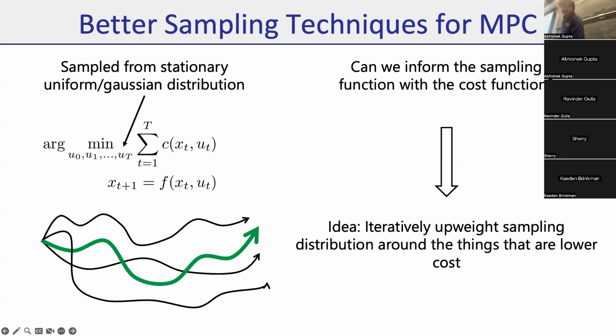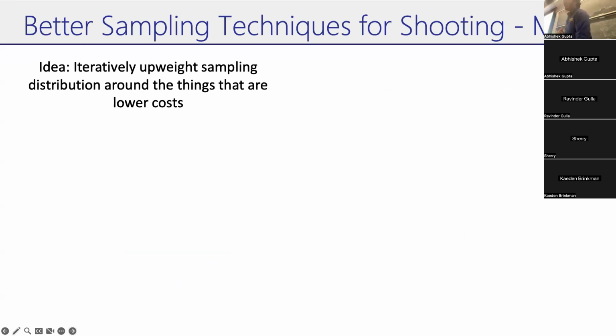That's the idea behind this next algorithm, which is called MPPI, Model Predictive Path Integral. All that it's saying is that iteratively upweight the sampling distribution around things that are low cost. So you sample a bunch of stuff, you see which things are low cost. The next time you sample stuff, don't sample from the uniform distribution, sample from something centered around what is low cost. That's it. That makes sense?